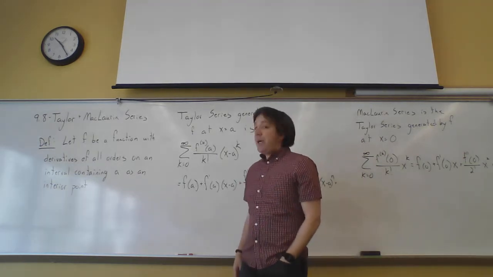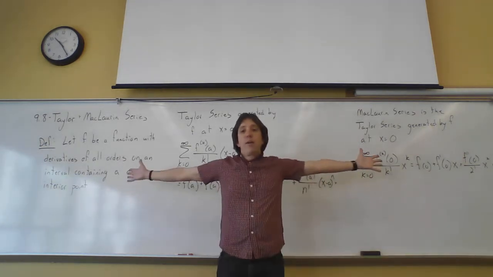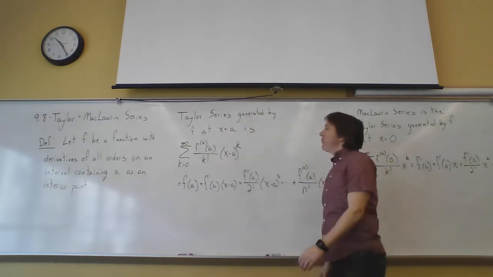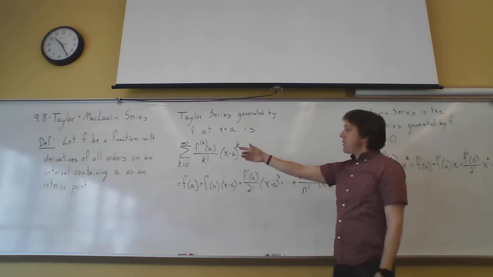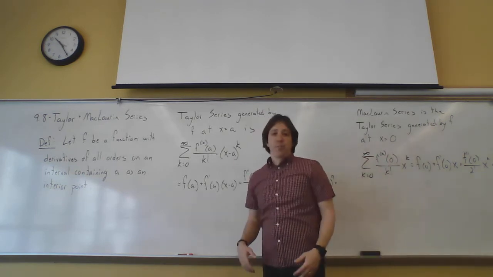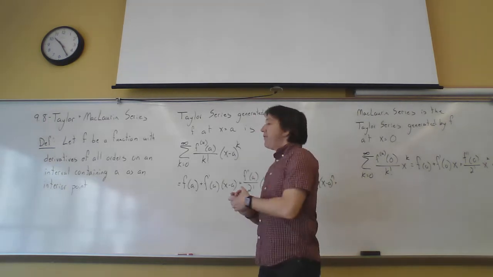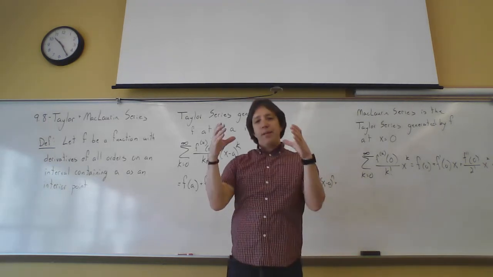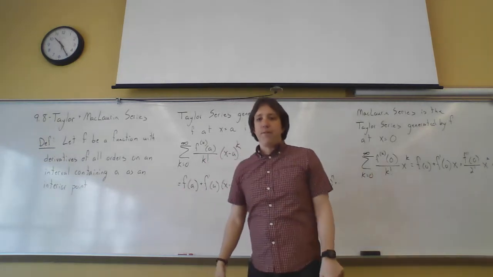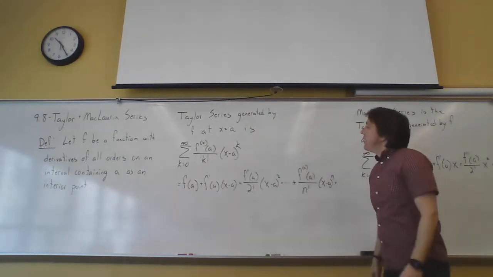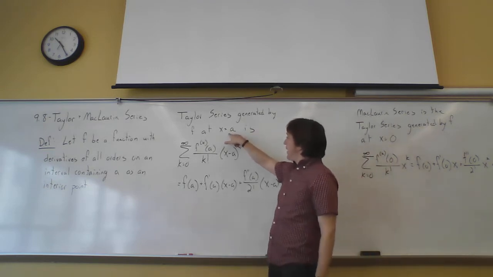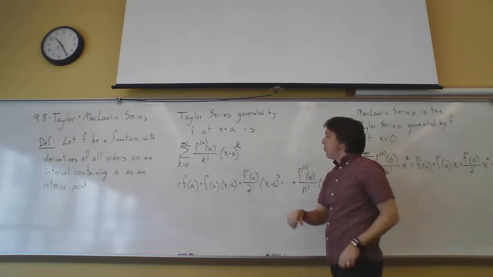So let's start with a big definition. This whole board is one big definition, and I'm even going to have to move my computer to show it to you. Let f be a function with derivatives of all orders on an interval containing a as an interior point. So basically, we have a function, and somewhere near a, you have all the derivatives you could possibly want. The Taylor series generated by the function f at x equals a is this wonderful sum.